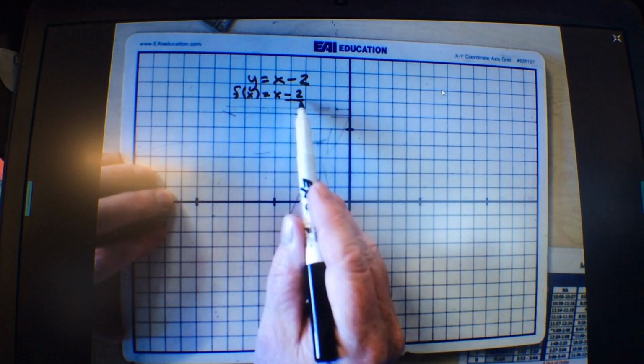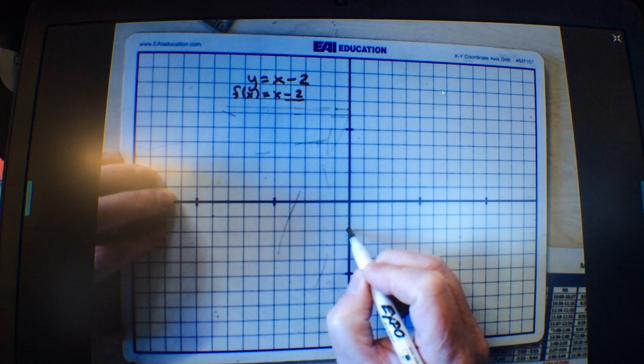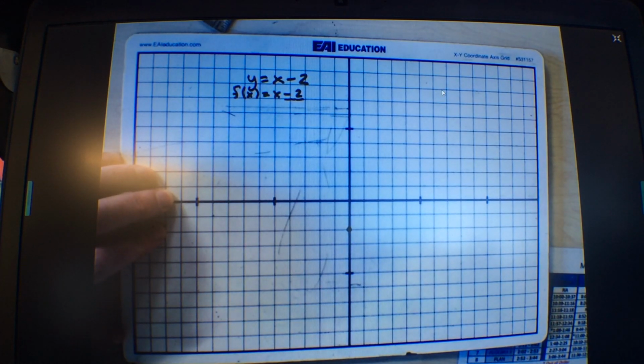This tells you where it's going to touch the y-axis. It's going to touch the y-axis at -2. So I already have a point. Now I showed you that, and I've not shown that in the past, but that's a shortcut.